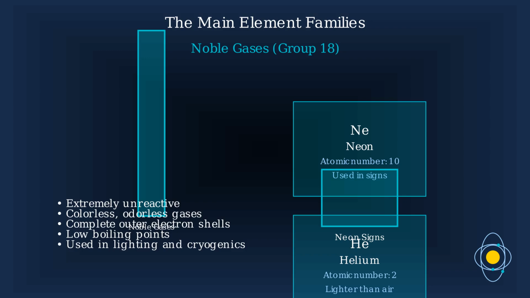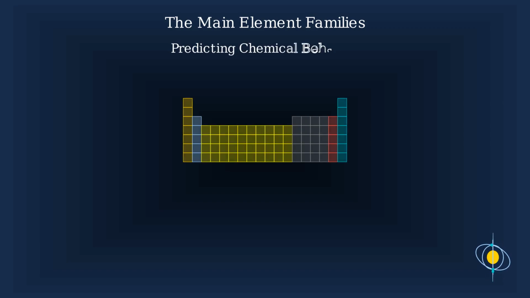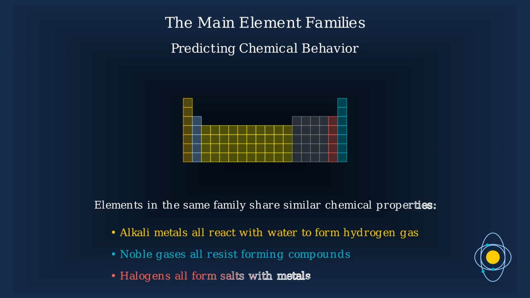Helium is used in balloons and as a coolant for superconducting magnets in MRI machines. The organization of elements into families is a powerful tool for predicting chemical behavior. Elements in the same family share similar properties due to their similar electron configurations. For example, all alkali metals will react vigorously with water to produce hydrogen gas. All noble gases are extremely unreactive, and all halogens readily form salts with metals.